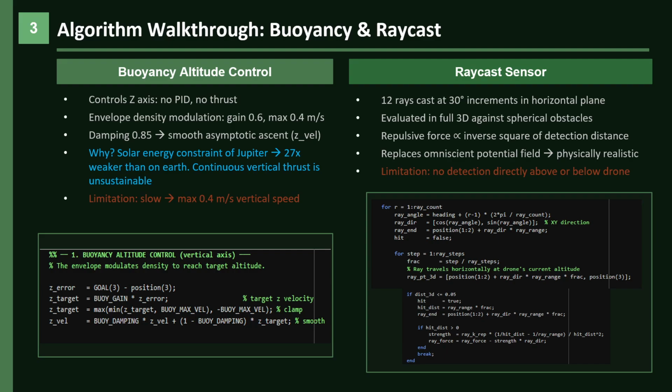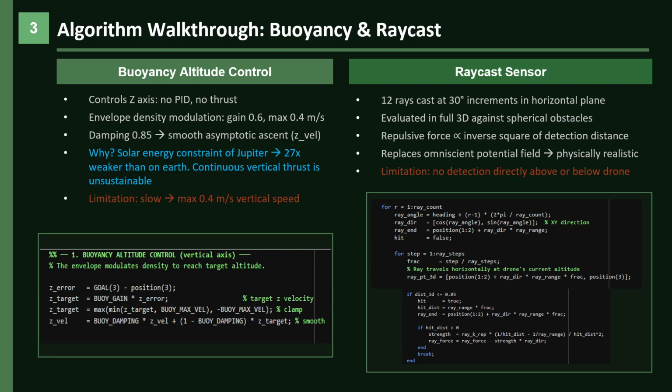But why use this buoyancy altitude control over a regular propeller system? Well, as it takes place on Jupiter, the solar constraints are 27 times weaker than on Earth, so having a continuous vertical thrust using propellers is just unsustainable. But the downside of this buoyancy altitude control is that it is quite slow, with a max vertical speed of 0.4 meters per second.